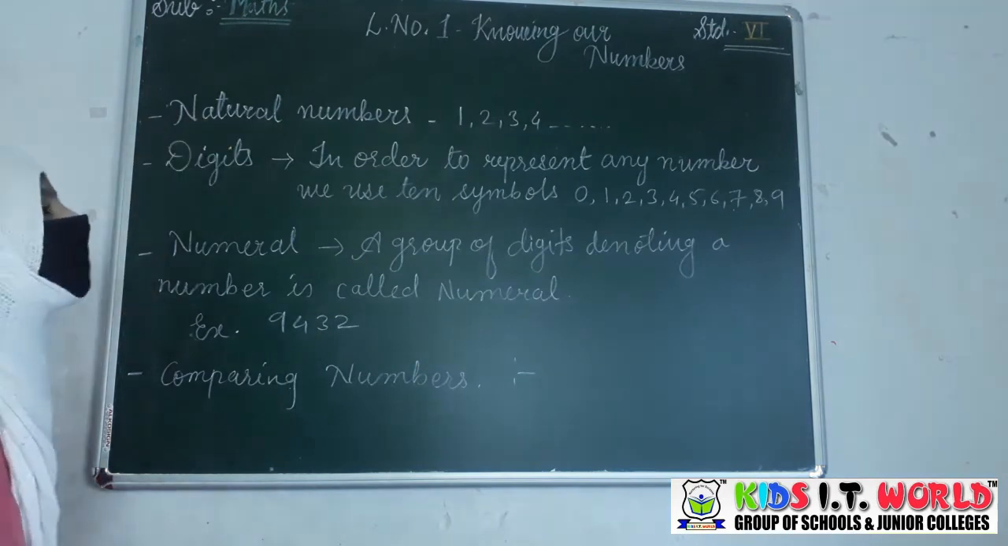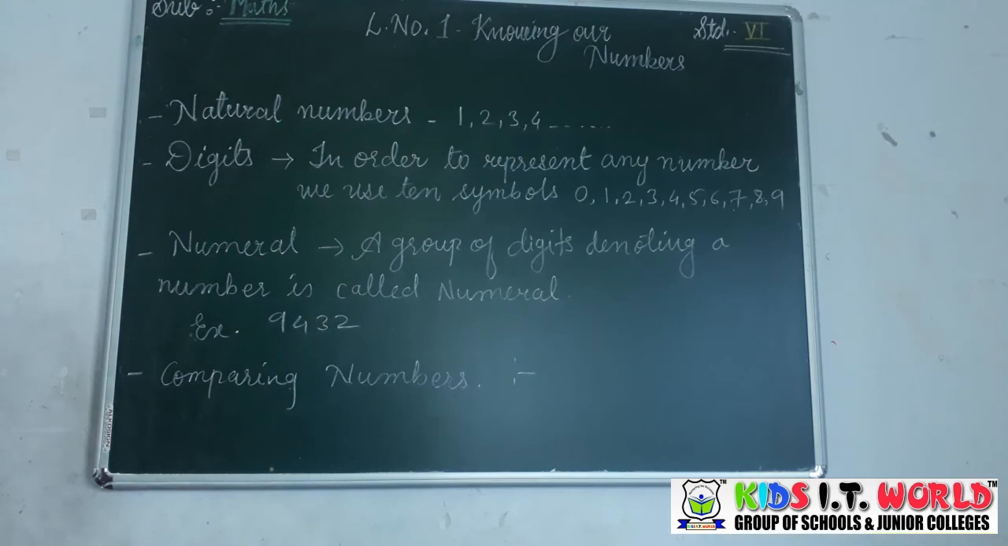All of you know about natural numbers. What are natural numbers? Natural numbers are what you have been learning from childhood, using numbers 1, 2, 3, 4 and so on to count and calculate. These counting numbers are called natural numbers.